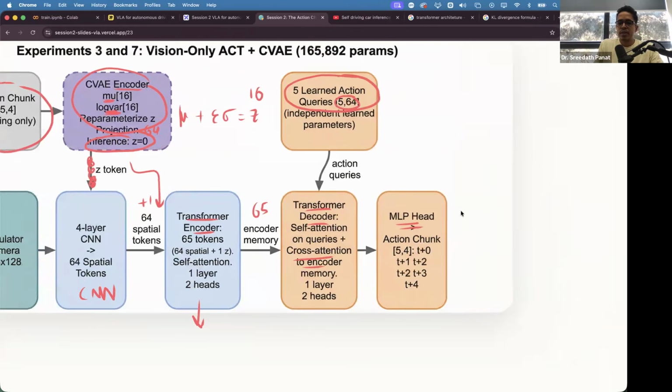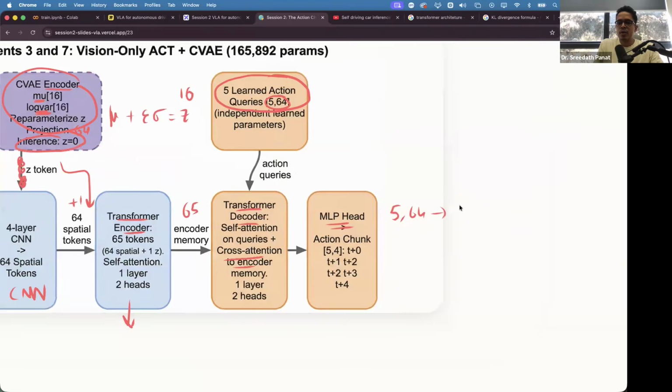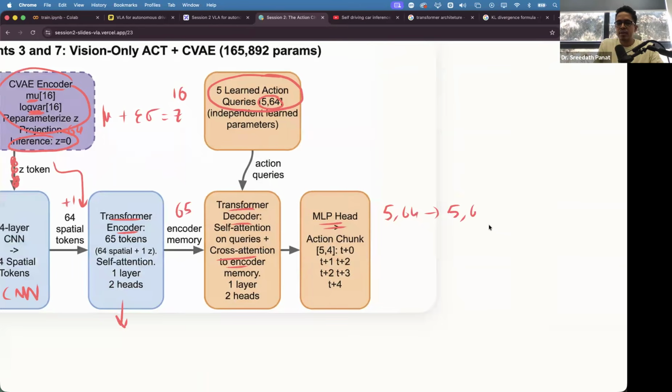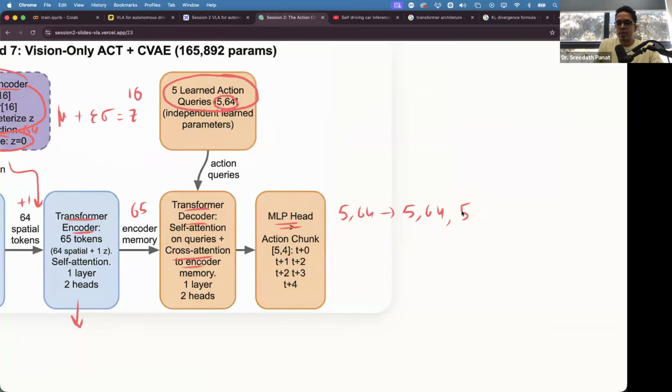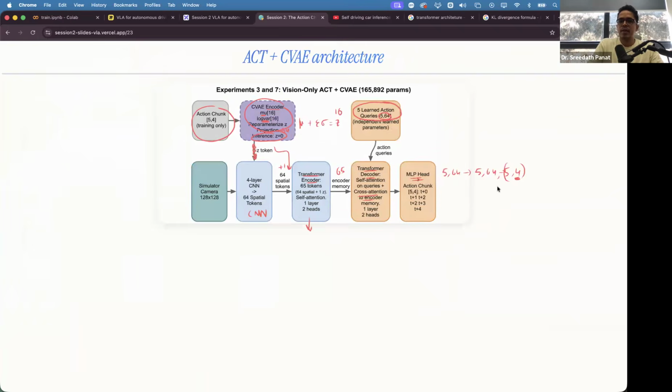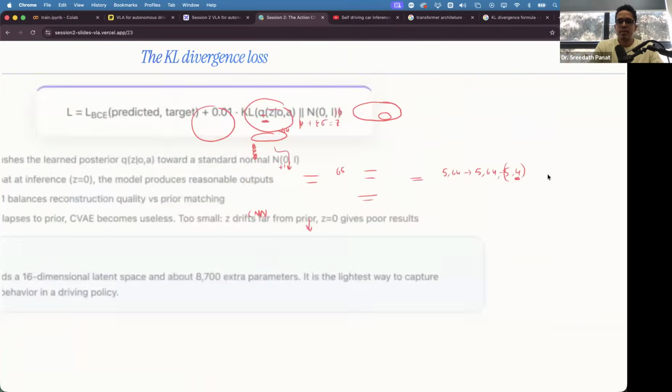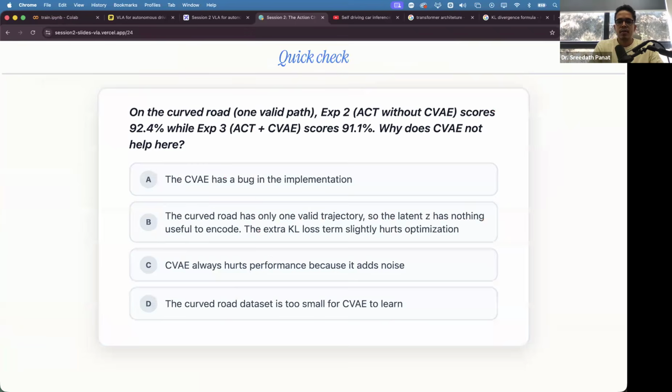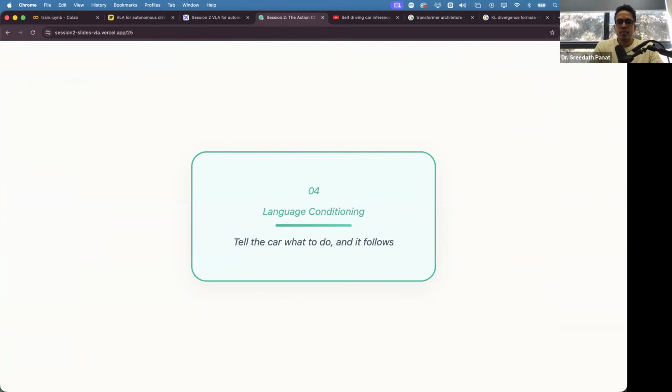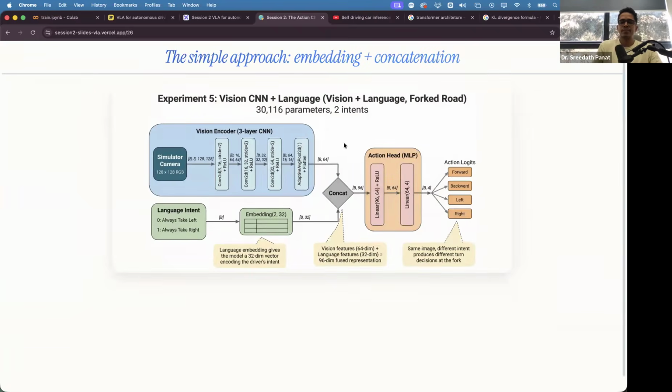The MLP head will simply project 5 tokens of 64 dimensions into 5 tokens of 64 dimensions, and then 5 tokens into 4 dimensions. So now you have a chunk size of 5 with forward, backward, left, and right. Okay. This we already discussed. This is simple. I don't want to go through this, but now let's look at the language conditioning.